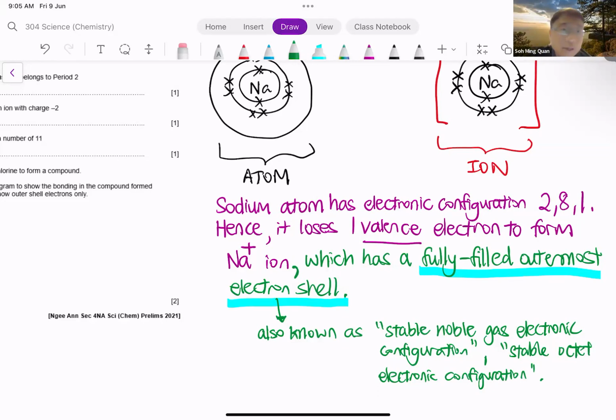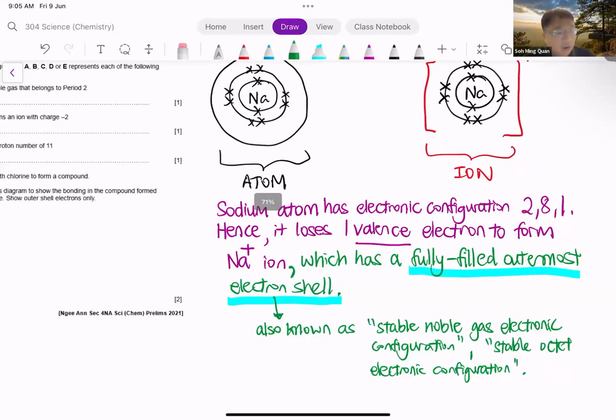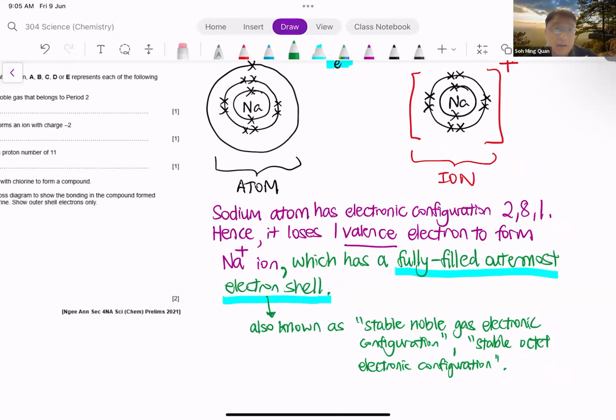However, if it's too difficult for you at this point in time, do recognize that the whole idea is to achieve a fully filled outermost electron shell. So long as you can tell me this, I think you have gotten the concept. But this fully filled outer electron shell can also be known as other terms. Now let's take this down. This is how sodium forms its ion, by losing one valence electron.